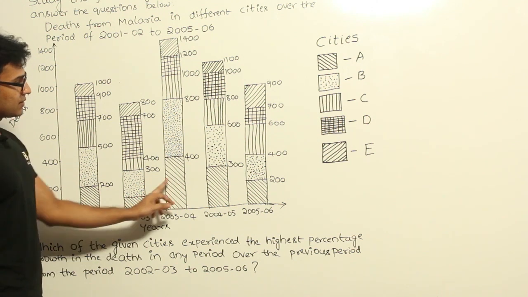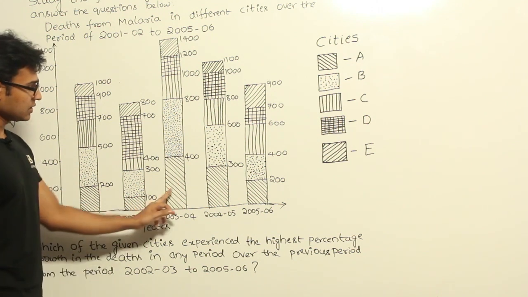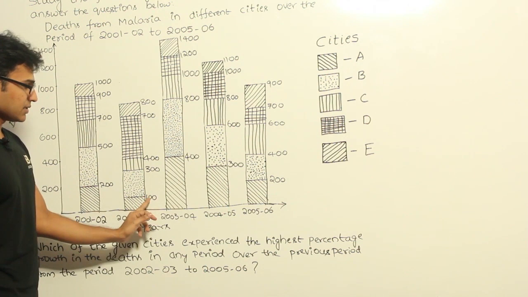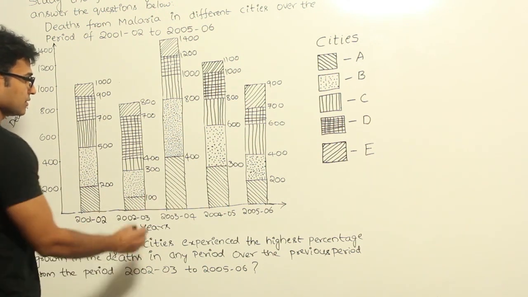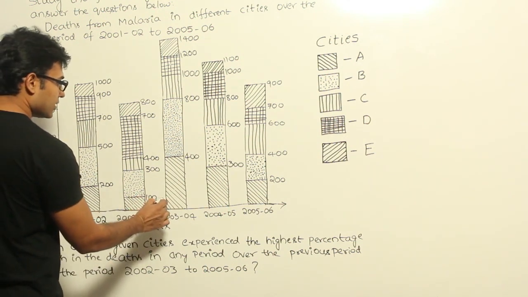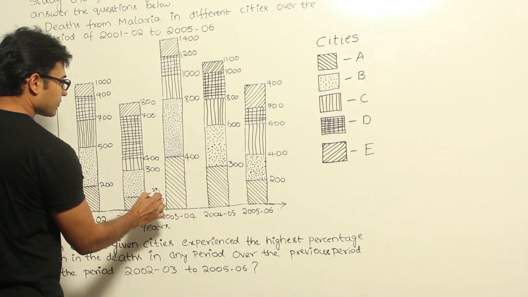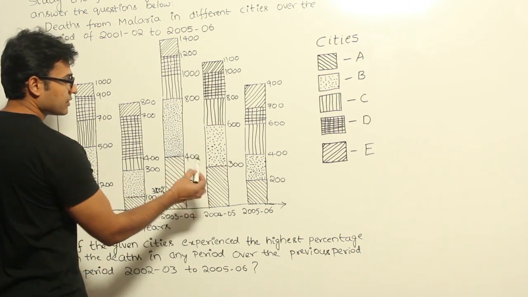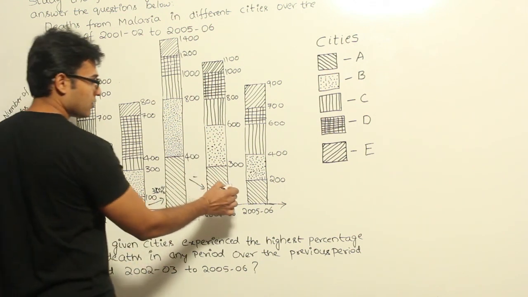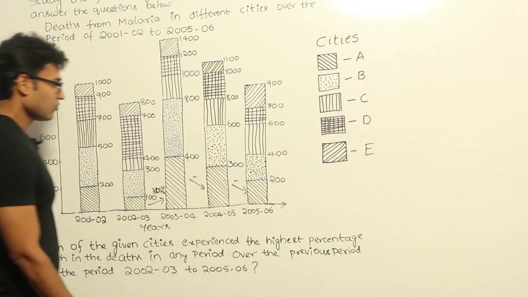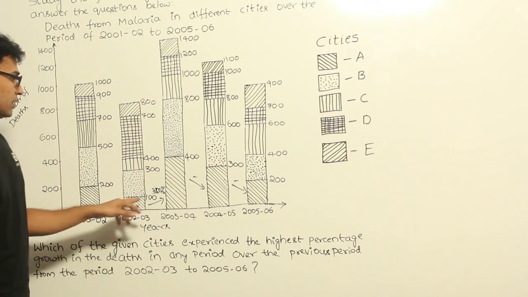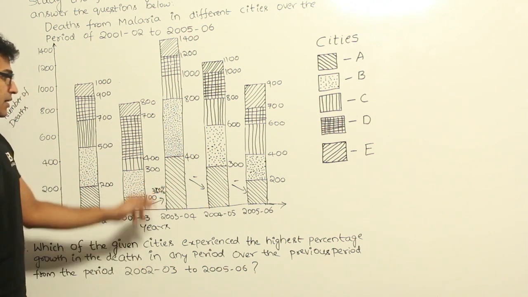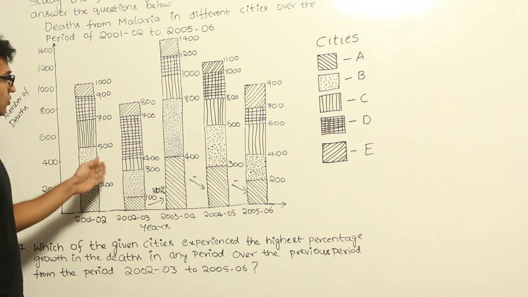Now from 100 it has increased to 400, therefore if you see the percentage, 400 minus 100 by 100, which means 300, isn't it? So from here to here you can clearly see that there is 300% growth, right? And again from here to here there is decrease, so don't worry about it. Again from here to here there is decrease, right? Therefore coming to city A, there is only growth one time, and it is by 300%. Similarly you have to do for all the cities.